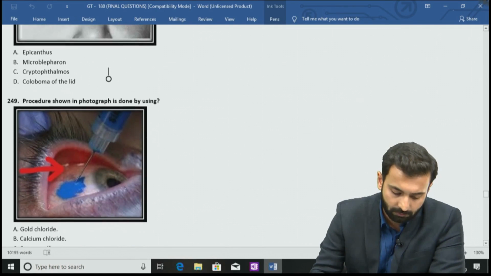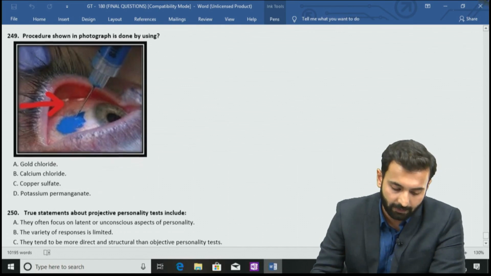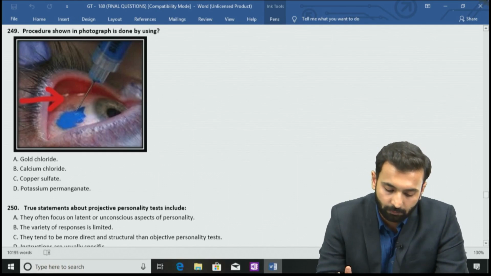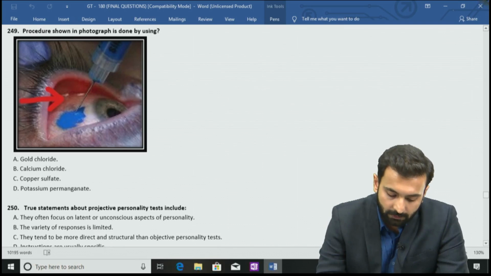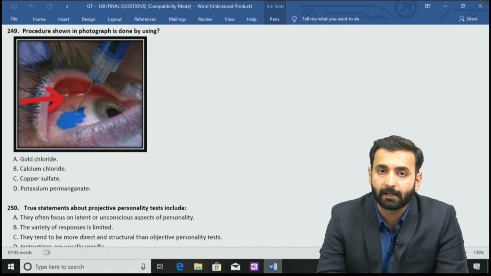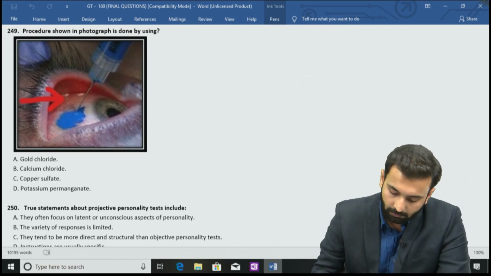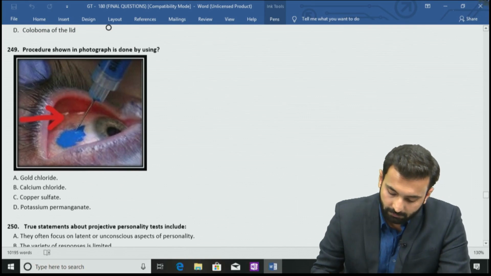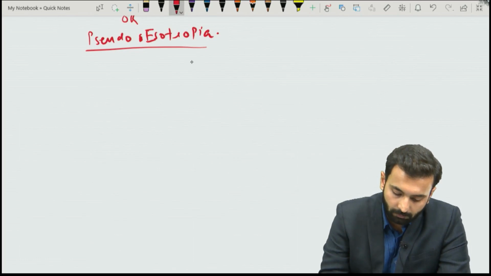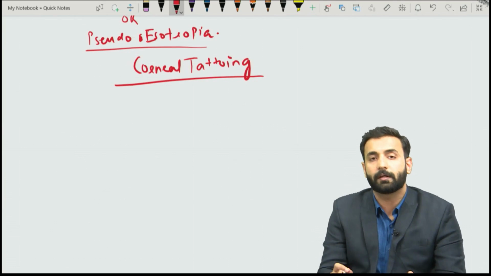Coming to the last question, question number 249. Again, this is an image-based question, and they are asking the procedure shown in the photograph is done by using which agent. The correct option is A, gold chloride. So what they are doing in this picture is corneal tattooing. Tattooing of the cornea is done.